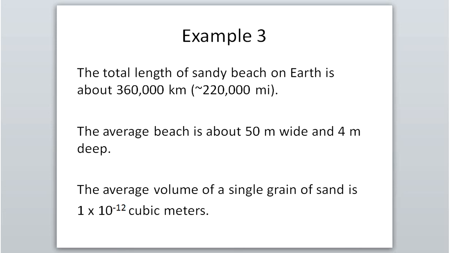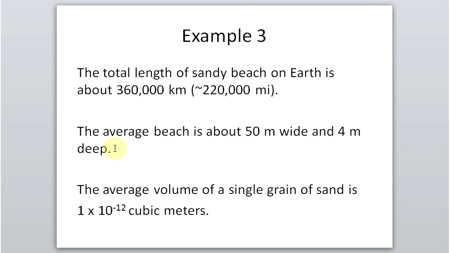So again, visualize all the beaches on Earth stretched out in one straight long line that's 360,000 kilometers. And then each of those beaches is about 50 meters wide and about 4 meters deep. And then let's say a single grain of sand is teeny tiny. Visualize one little bitty piece of sand on the beach is 1 times 10 to the negative 12 cubic meters. So teeny tiny. Visualize moving that decimal spot from the 1 over 12 times to the left. So there's a whole bunch of zeros in the 1. The volume of a grain of sand is very small.